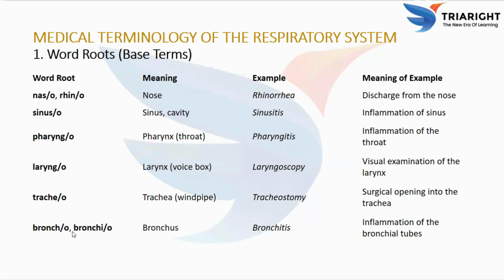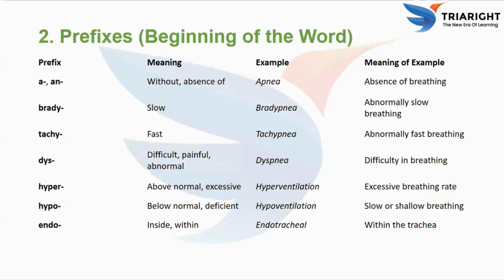So next, coming to broncho. Broncho means bronchus. For example, bronchitis means inflammation of the bronchial tubes. This makes breathing difficult and causes coughing. And next, coming to the prefixes.